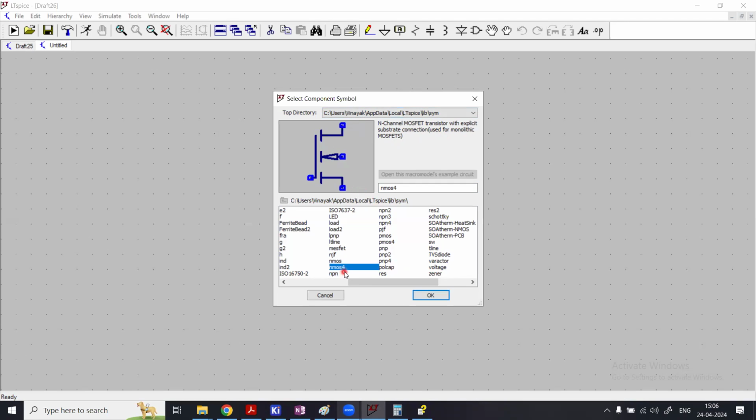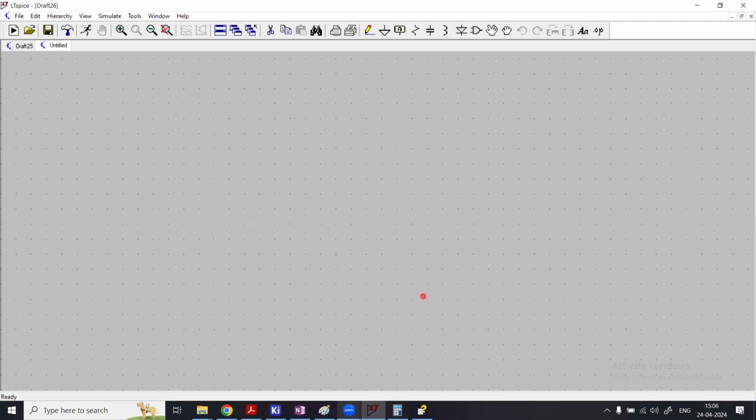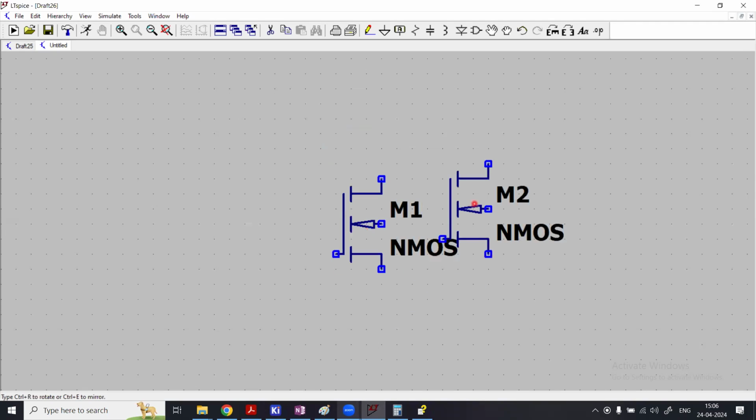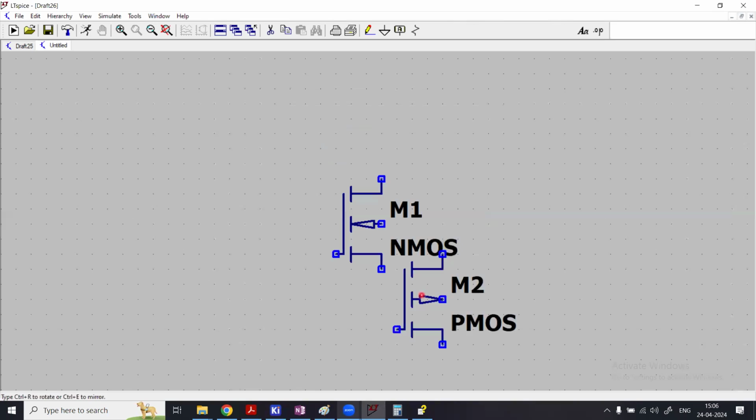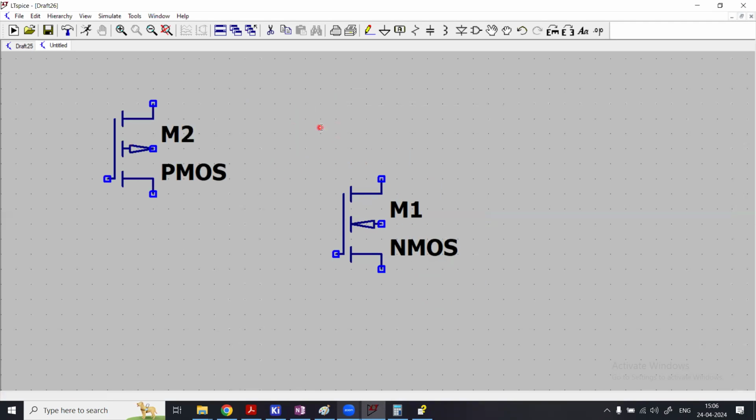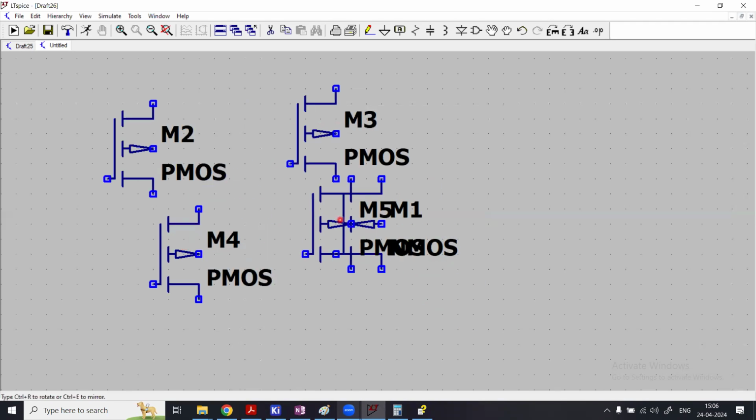I have chosen NMOS right here, and I put those transistors here. Then I clicked here again, and I chose this PMOS4. I clicked it, and with that I got all these transistors in the fashion I have shown right over here. You see that it is written PMOS here, NMOS, PMOS, PMOS, and these transistors.